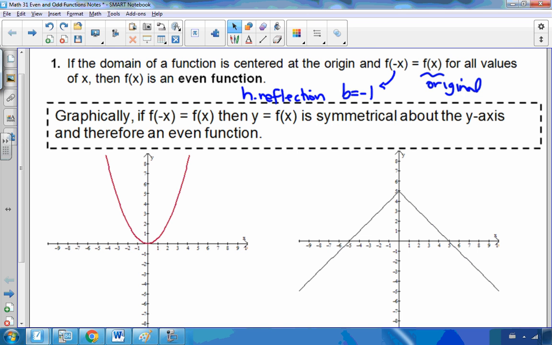So in other words, if I have a graph, and if I reflect it in the y-axis and I end up with the same graph, I can therefore say the function is even. So f of negative x equals f of x, then y equals f of x is symmetrical about the y-axis. That makes it an even function.